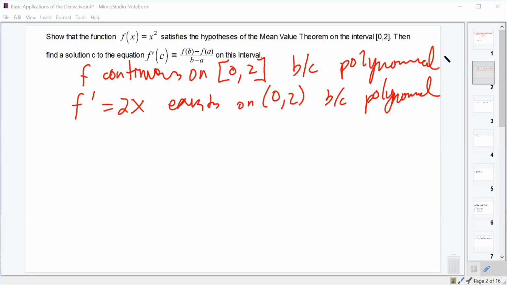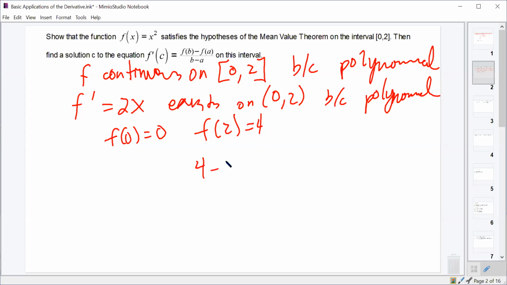All right, so from there, what are we going to do? We need to find f of 0 and f of 2, right? Our average rate of change from 0 to 2. So f of 0 is 0 and f of 2 is 4. So our average rate of change should be 4 minus 0 over 2 minus 0. And we know that that equals 2.